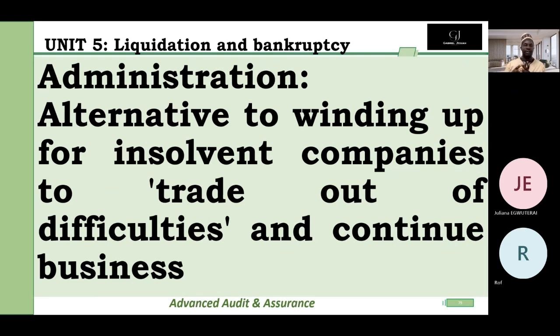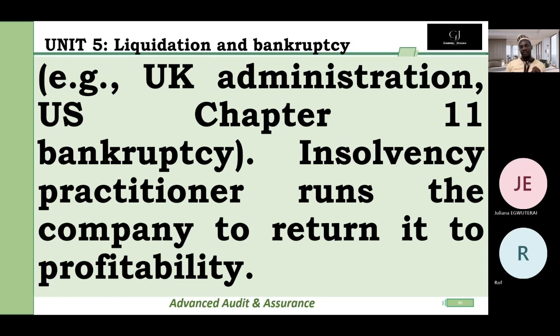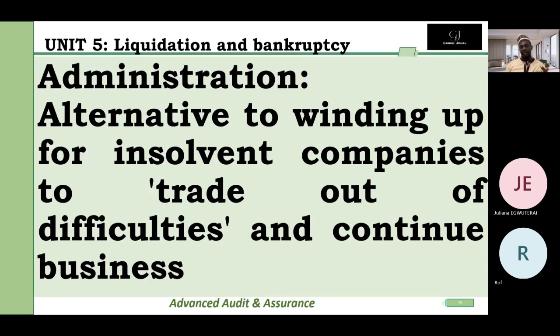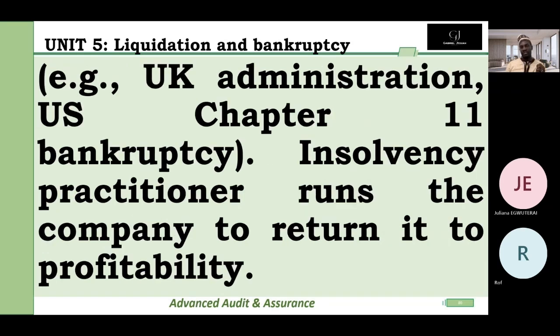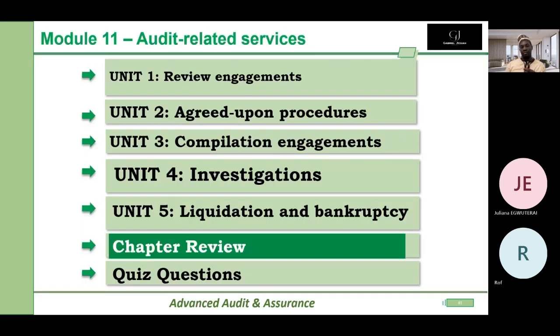So the administration of liquidation and bankruptcy speaks to an alternative to winding up for insolvent companies to trade out of difficulties and continue their business. So, for example, in the UK, there's a Chapter 11 on bankruptcy, which speaks to the insolvency practitioner running the company to return to profitability. So it's possible to administer a company as a winding up company, but if they are able to transact and run as a going concern and they can come back to profitability, they can continue as a going concern. So there's a provision based on the UK administration on this bankruptcy that could help the company return to profitability.